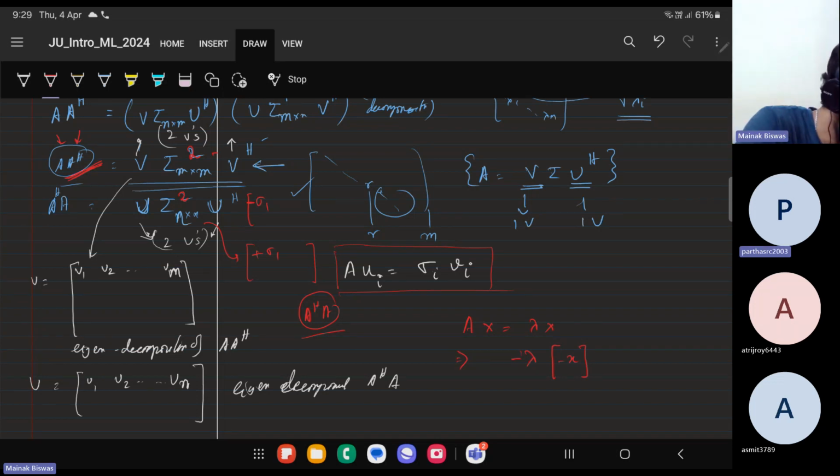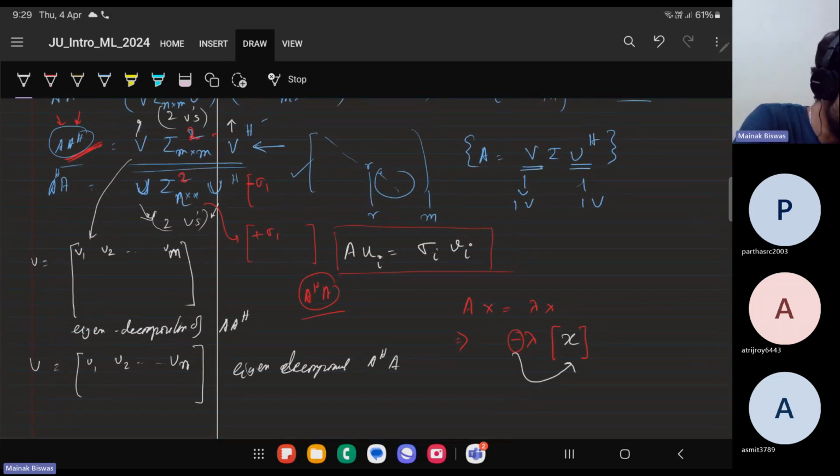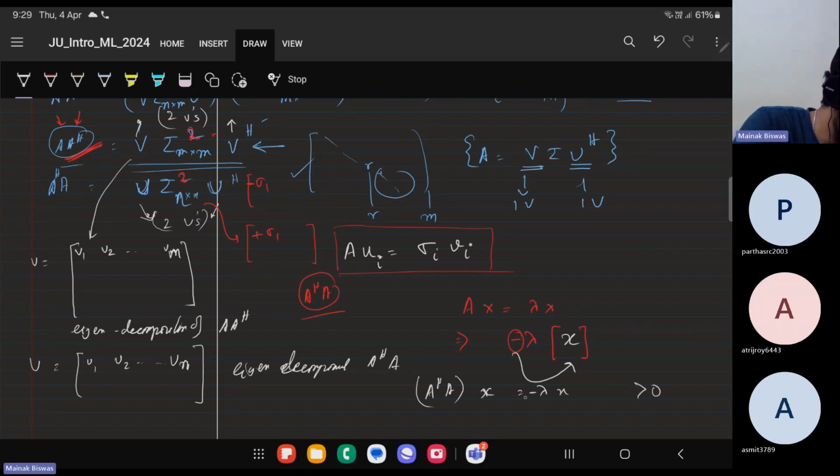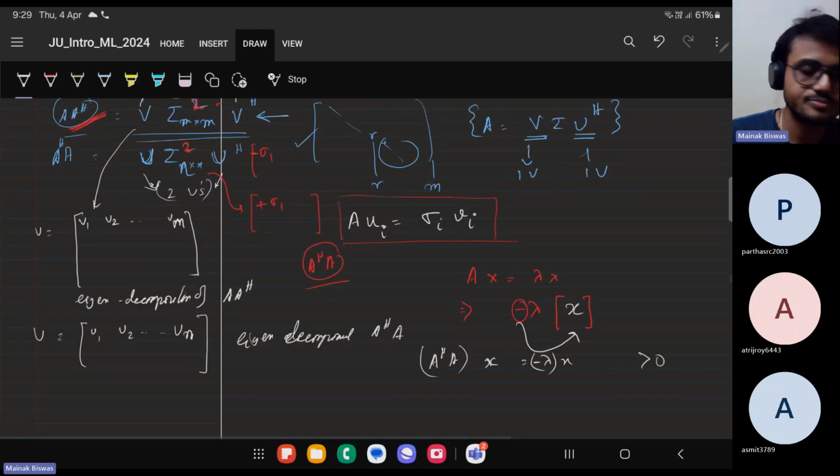So if I had a negative sign over here and I had an x like this, I have to absorb this into the right hand, right? So say you have Ax is equal to lambda x, where lambda is less than 0. Or let us write to be exact, A Hermitian A x is equal to some lambda x, where lambda is less than 0. But let us write lambda is greater than 0 because lambda is greater than 0 is equal to minus lambda.